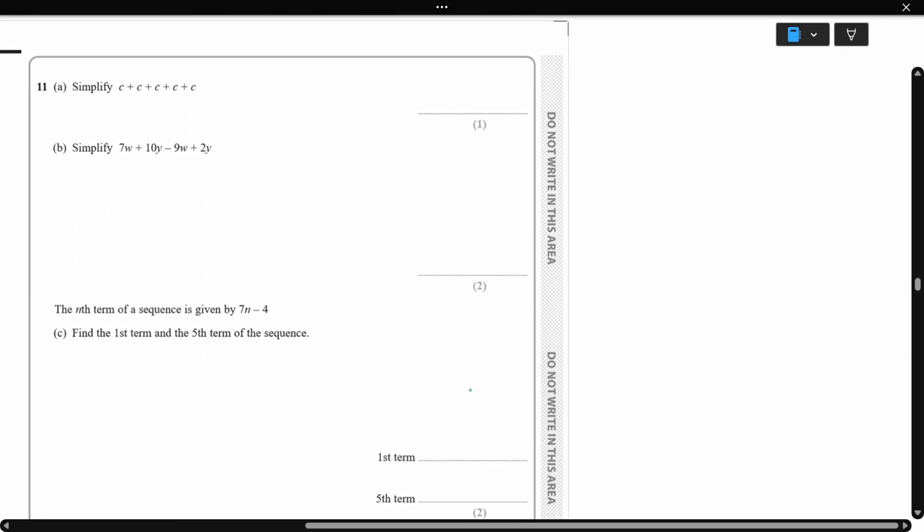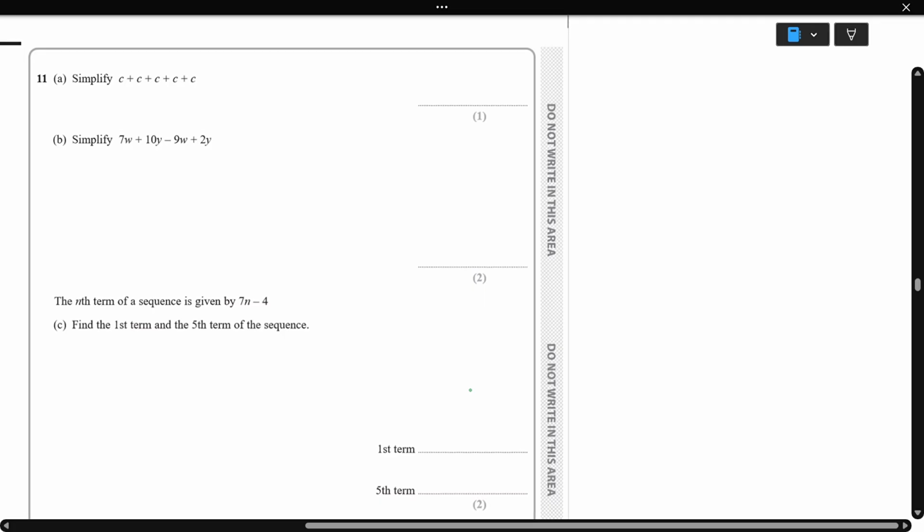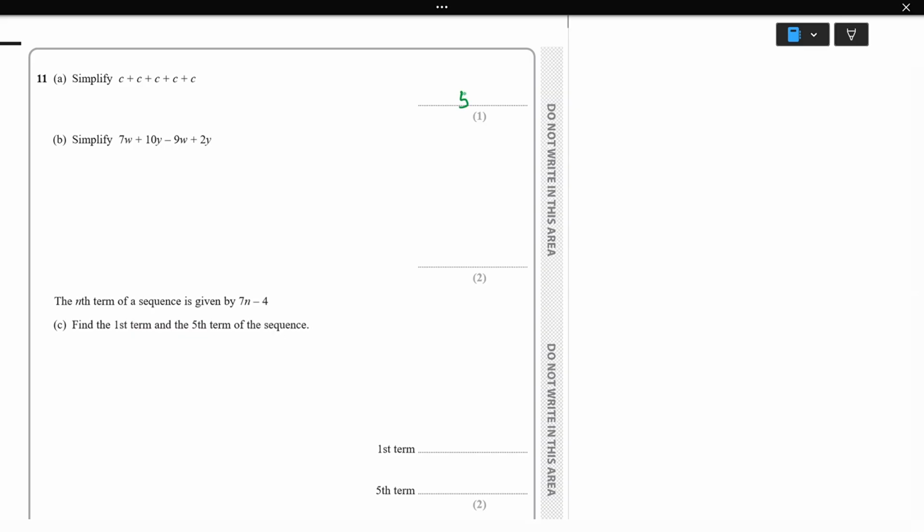Next question 11, simplify. Yeah, there is how many C's? 1, 2, 3, 4, 5. So 5 C's together we'll get 5C. Next one, simplify. So like terms W and W will take together 7 minus 9, which is equal to -2W, and 10 plus 2, which is equal to 12Y. So the answer is -2W plus 12Y.